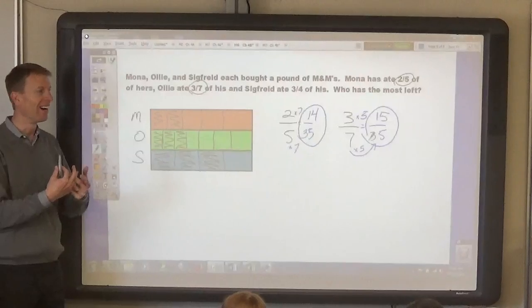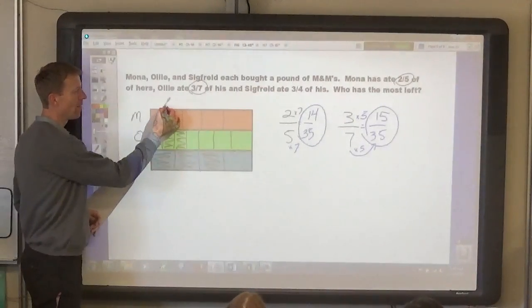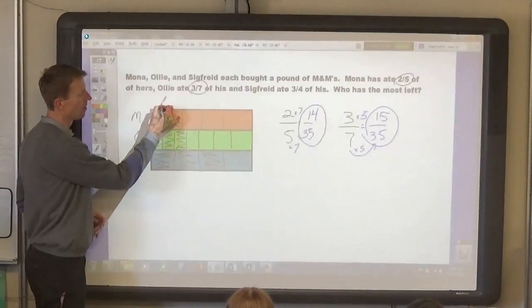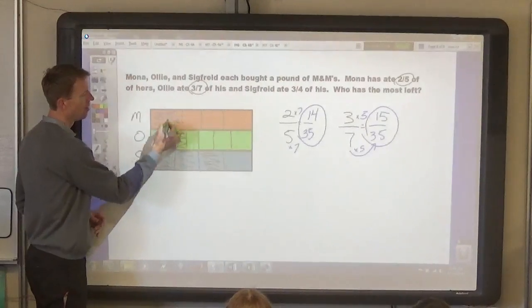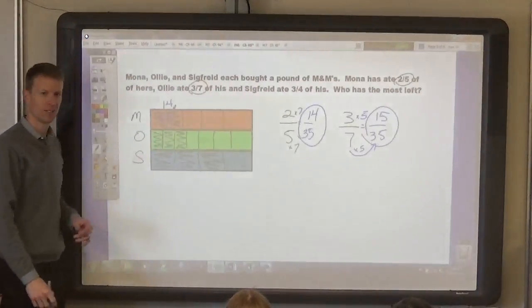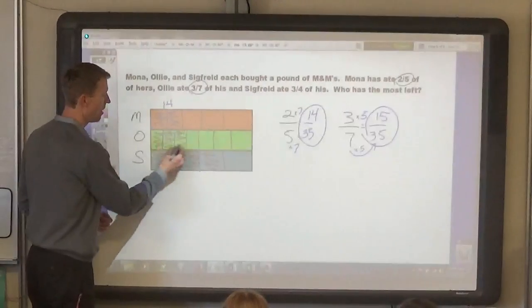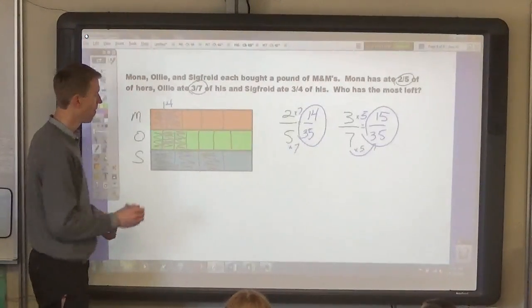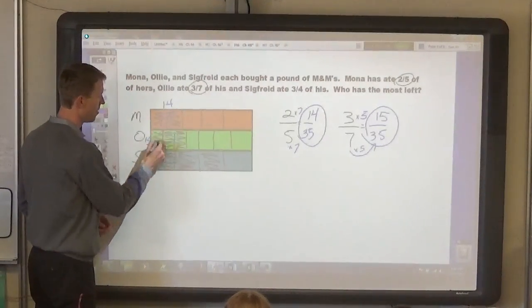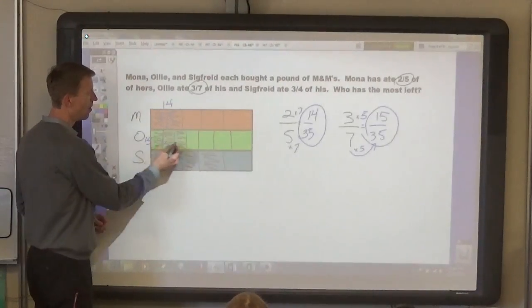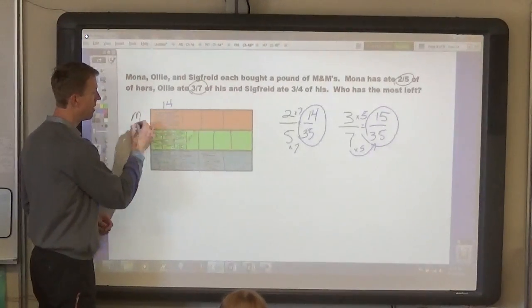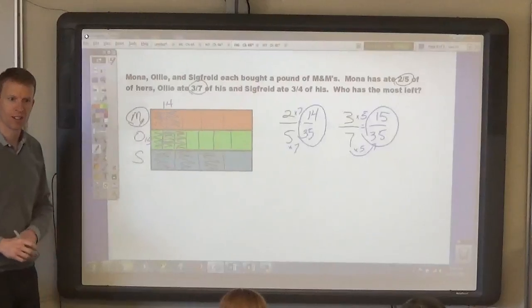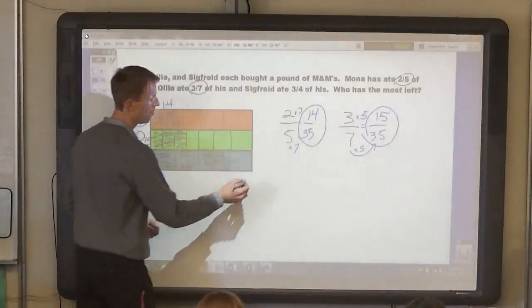Has eaten more. Aha, see, we are finding 2/5. What is this number? In here is 14, and in here is 15. So Ollie ate more. That means Mona has more left.